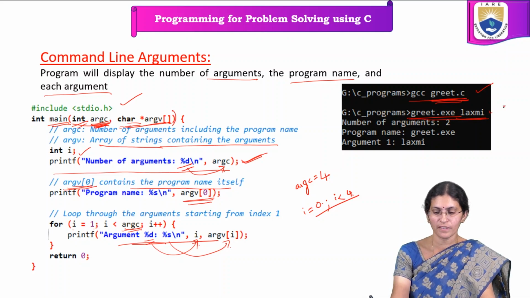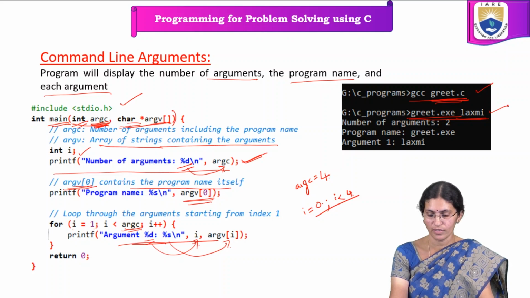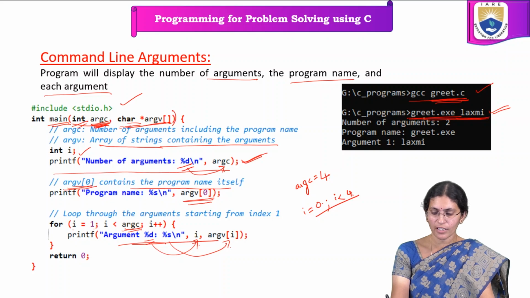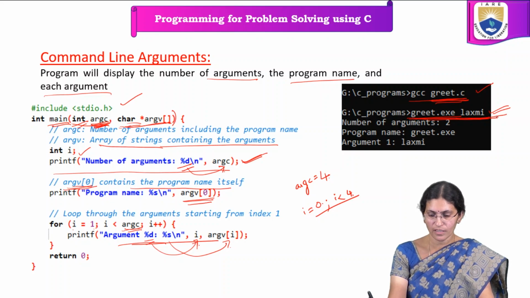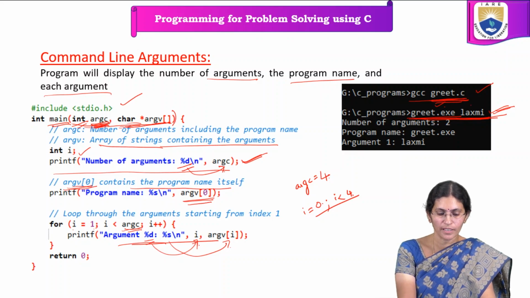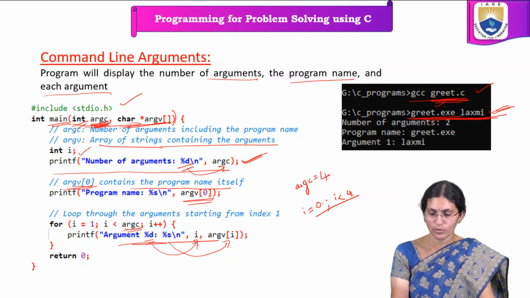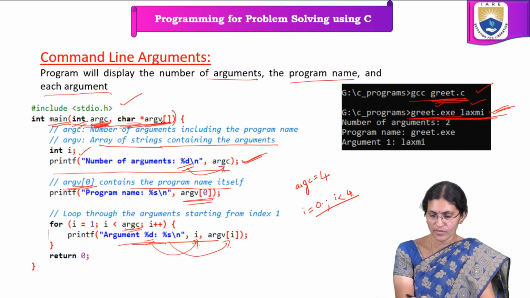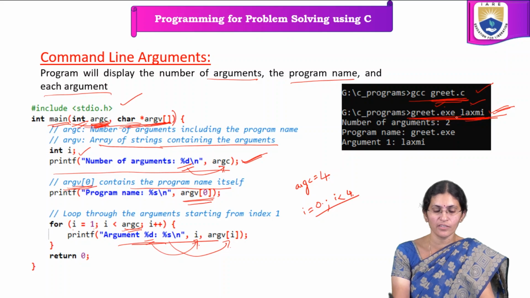After compilation, in this step we are passing arguments to the main function. These are called command line arguments. The arguments which are passed from the command prompt are command line arguments. These arguments are received by the main function. Here we can see that there are 2 arguments, so ARGC value is equal to 2, and Lakshmi is the string. This string is stored in this character array of pointers.